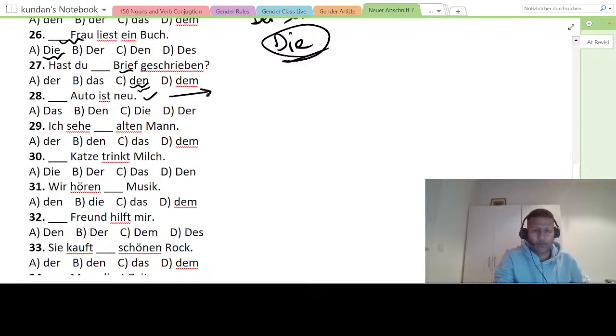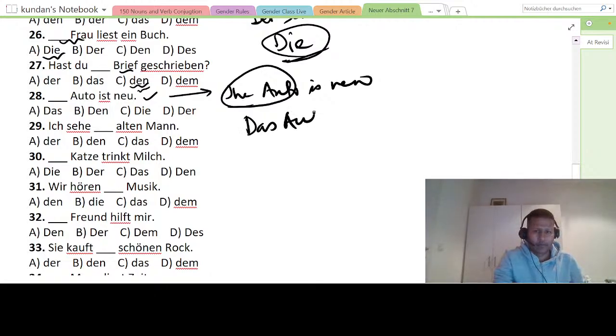And das Auto is new. The auto is new. Okay, let me see. Auto is what? Das Auto. Yeah, that's correct. Easy. And what about 29? Is it das Mann? Is it den alten Mann? Yeah, so this is der Mann which changes to den Mann in accusative. Okay, in accusative this changes to den.